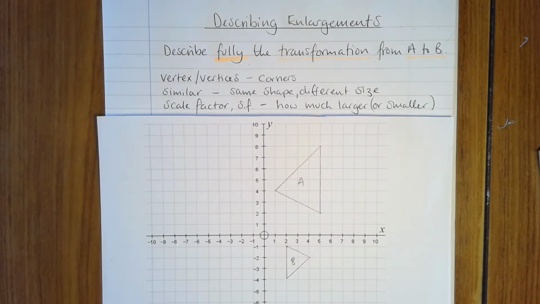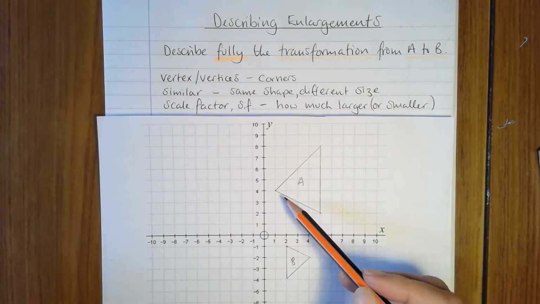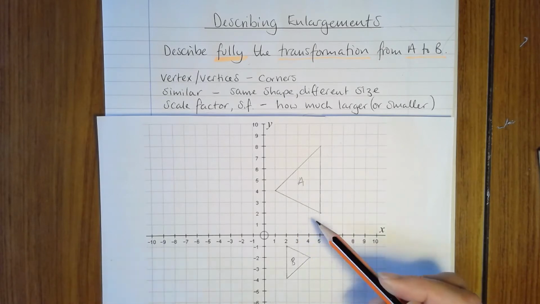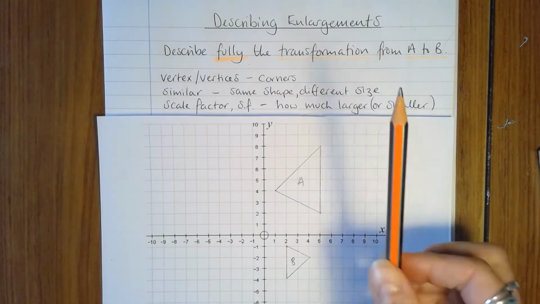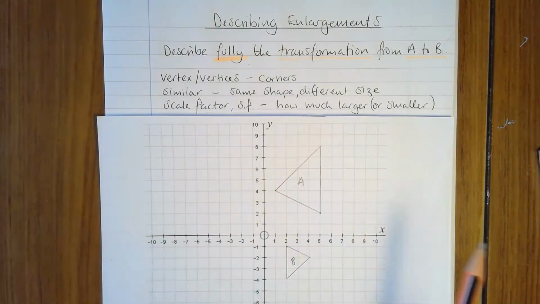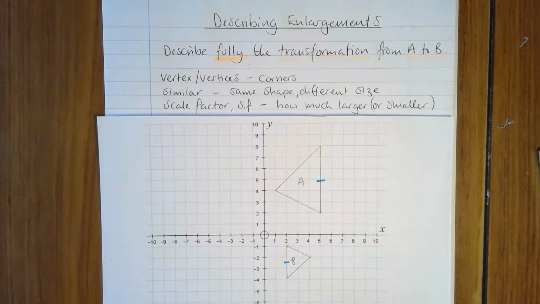So we need to identify which vertices correspond to each other so that we can draw lines through them to find the centre of enlargement. When something is enlarged by a negative scale factor, the vertical lines tend to stay vertical, the horizontal lines tend to stay horizontal. So it's easy to identify the corresponding sides when they are vertical and horizontal.